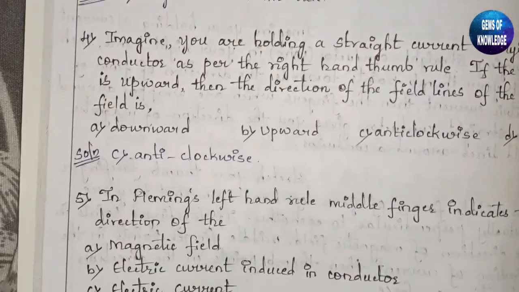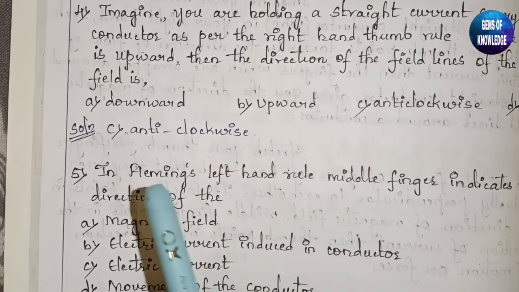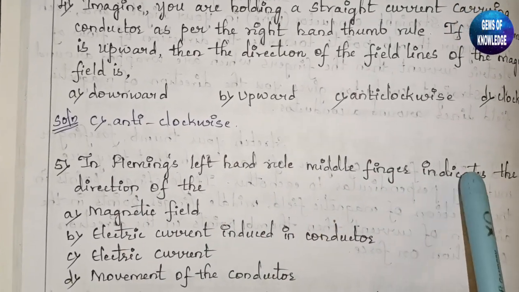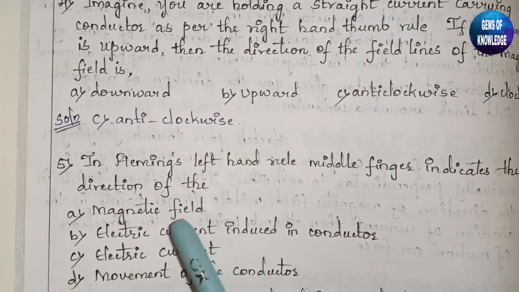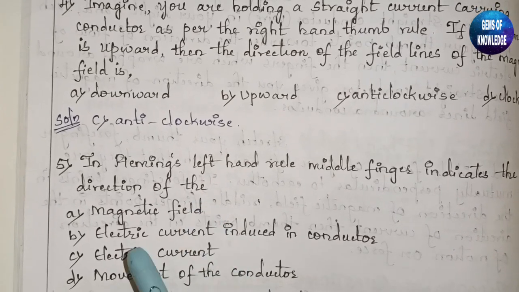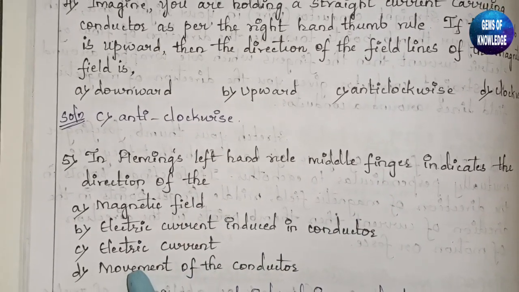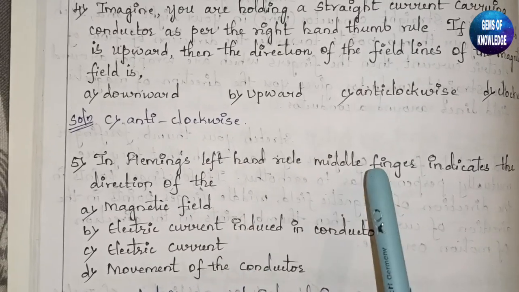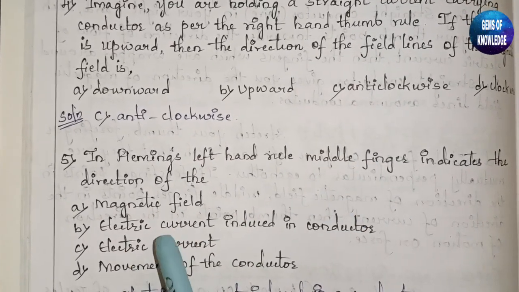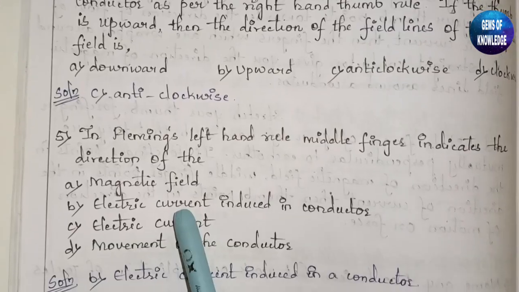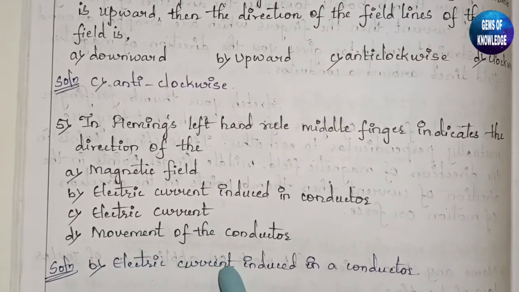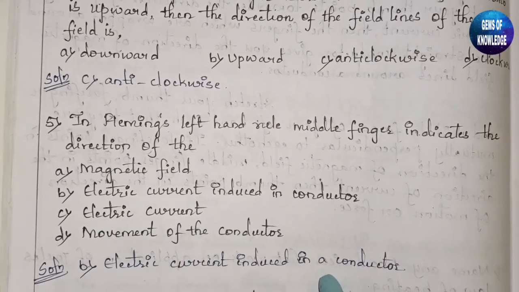Okay. Next one, in Fleming's left hand rule, middle finger indicates the direction of what? They are asking. Magnetic field, electric current induced in a conductor, electric current or movement of the conductor. So the middle finger will show the current which is induced into the conductor. So the answer is B1, electric current induced in a conductor.